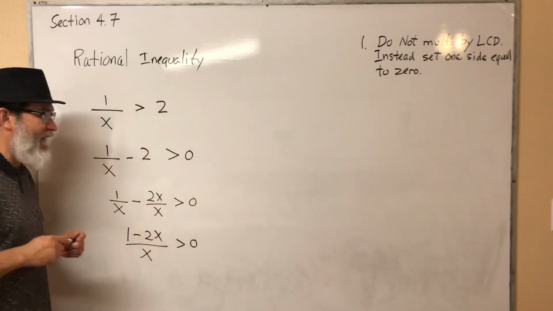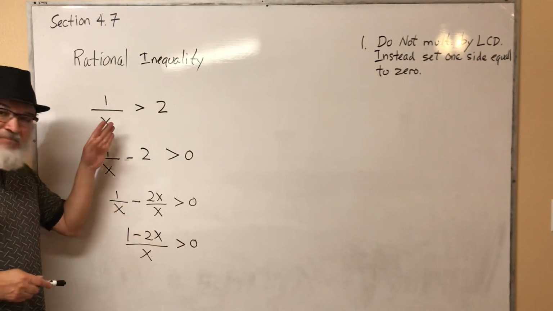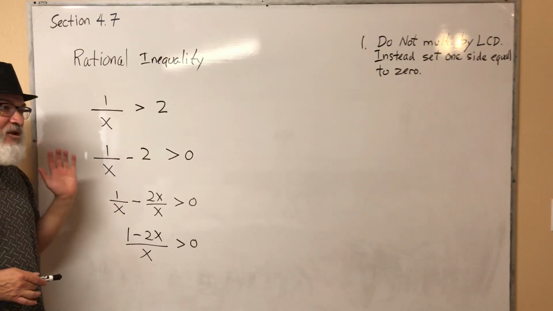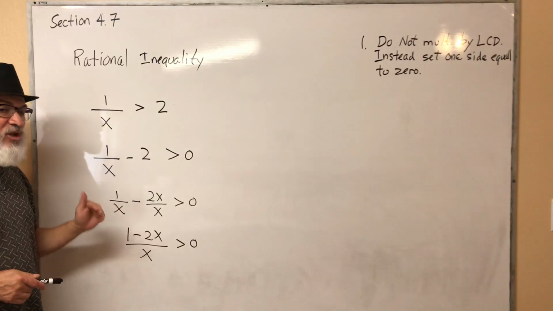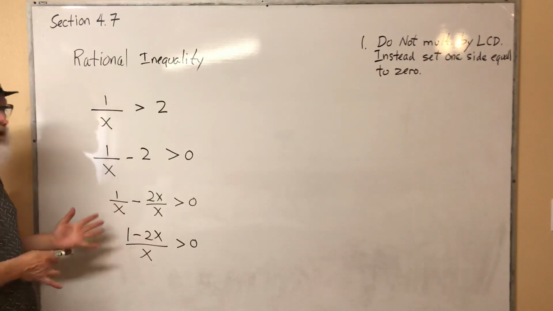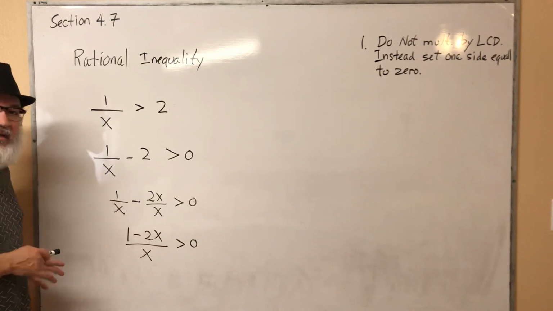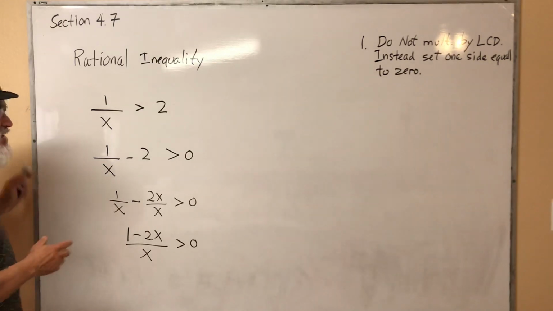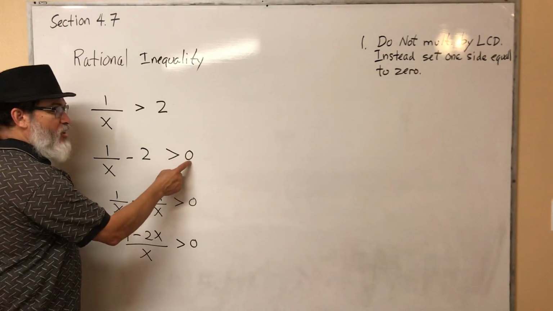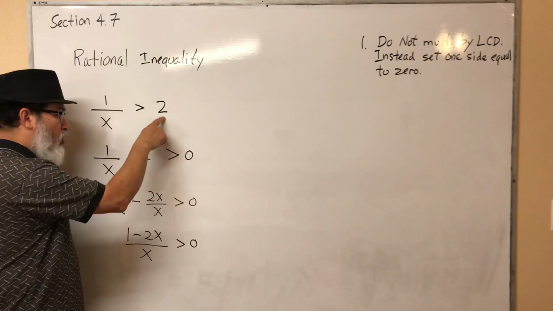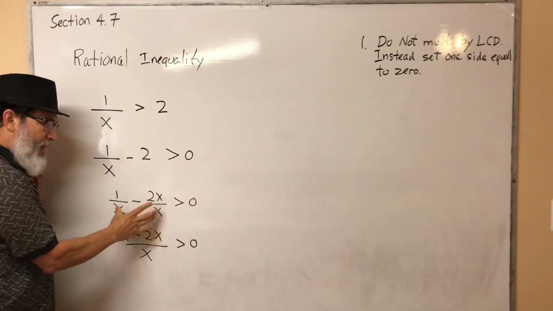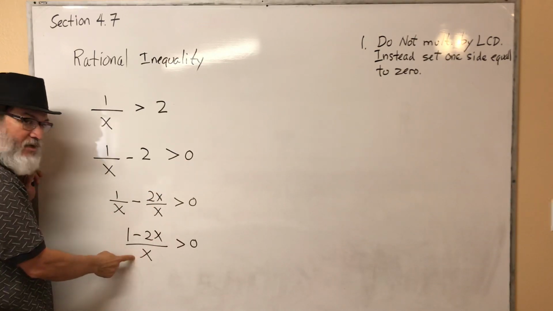Note, class, I never multiply both sides by the LCD. That's what I did when we had rational equations, but not here. Stay away from that. Instead, set one side equal to 0, and that's what I did. I brought this over and this became 0. And now I combine this side, and that's what I did.